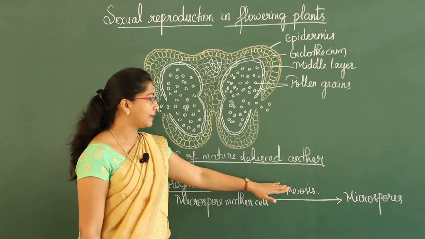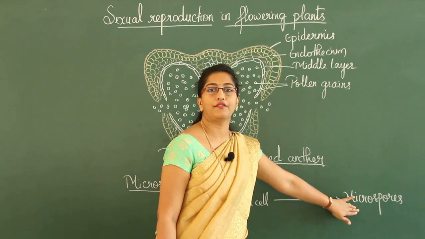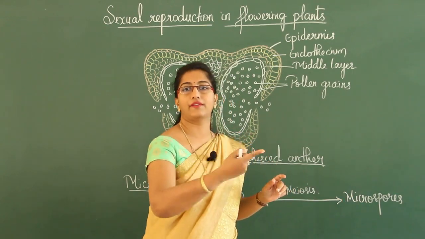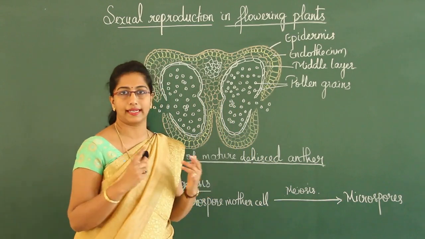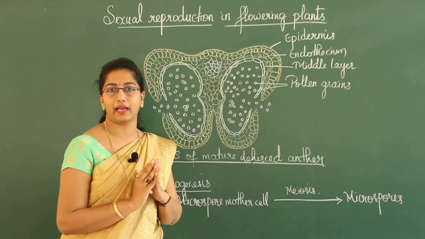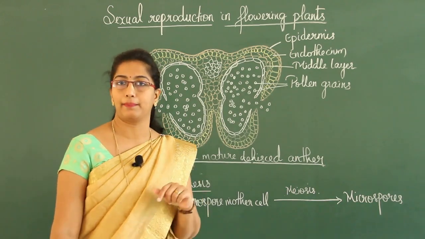Pollen grains, that is, now meiosis is happening and the formation of microspores happens. Now, these microspores are developing into pollen grains. You know, pollen grains are carrying male gametes. Okay, so you know gametes are always haploid.